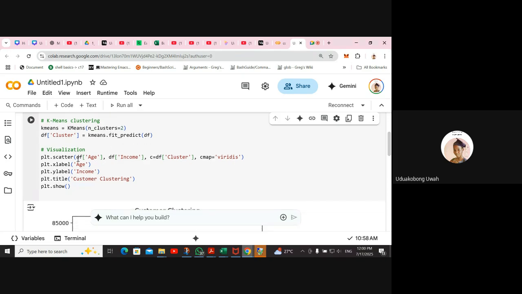Okay, so this one is where I call in matplotlib for visualization. It should use a scatter plot of age and income, then make clusters of it. The x-axis should be the age, and the y-axis is the income, and the title of what I'm plotting is customers. So I use plt to show a graph.